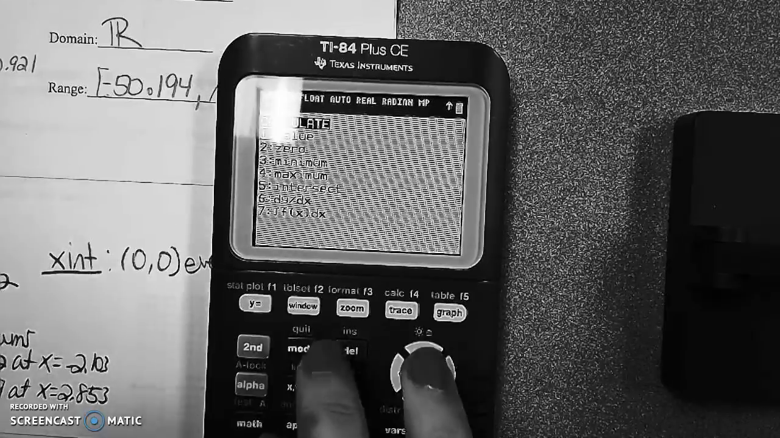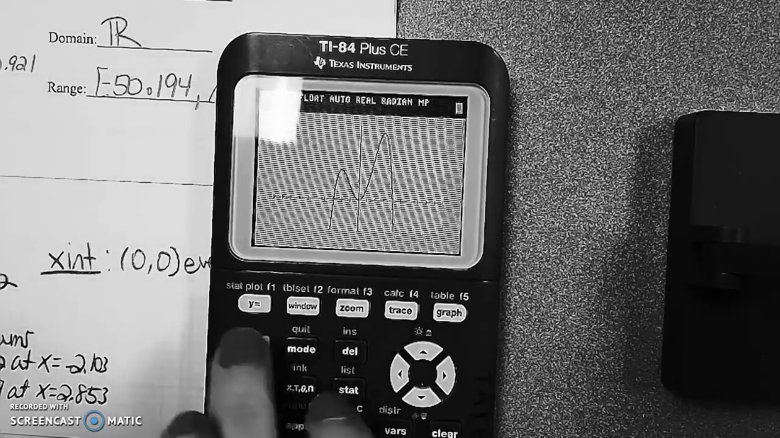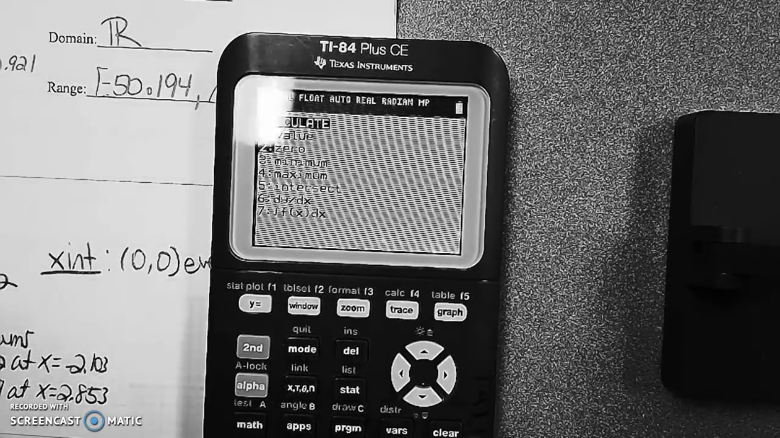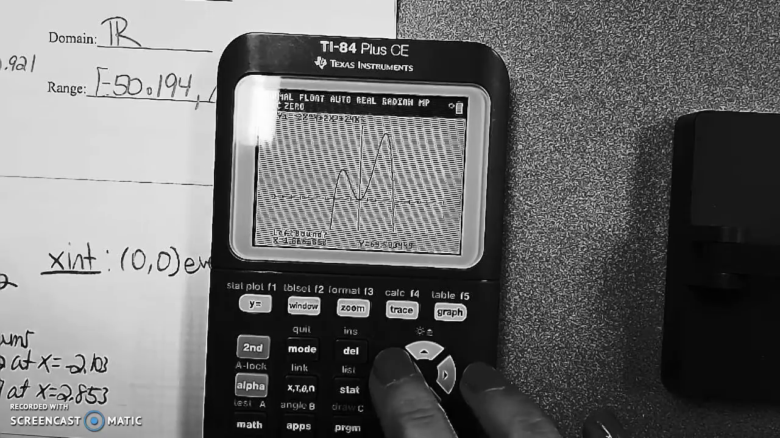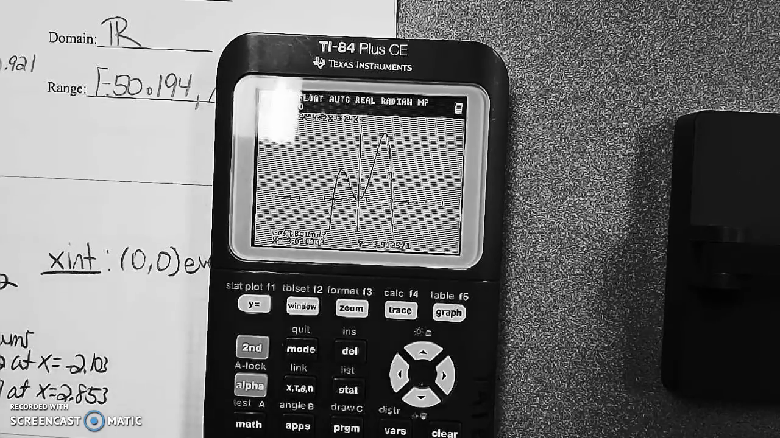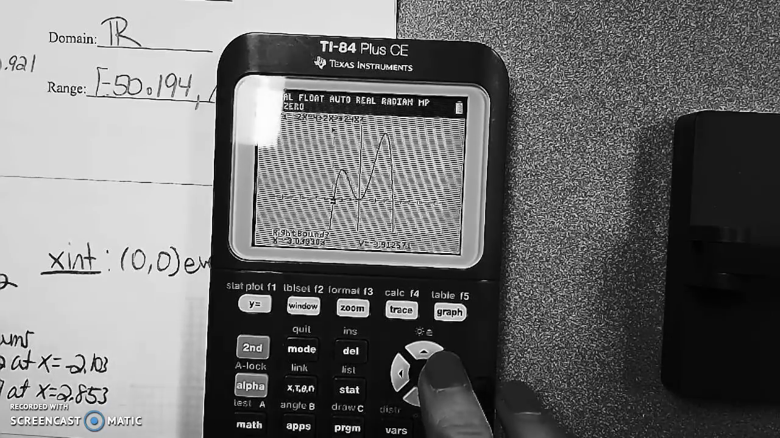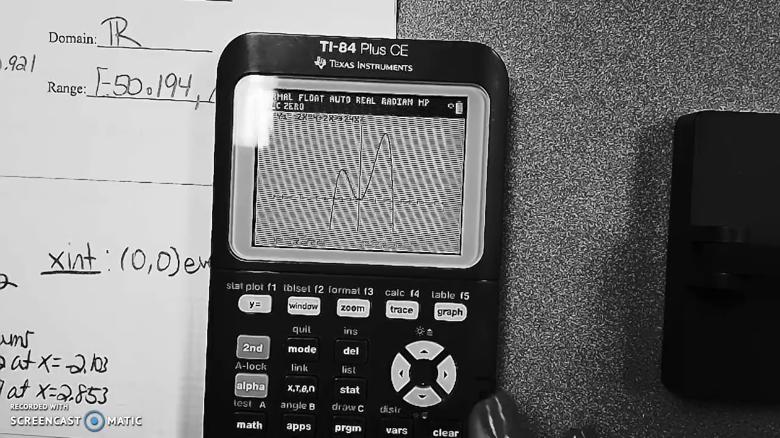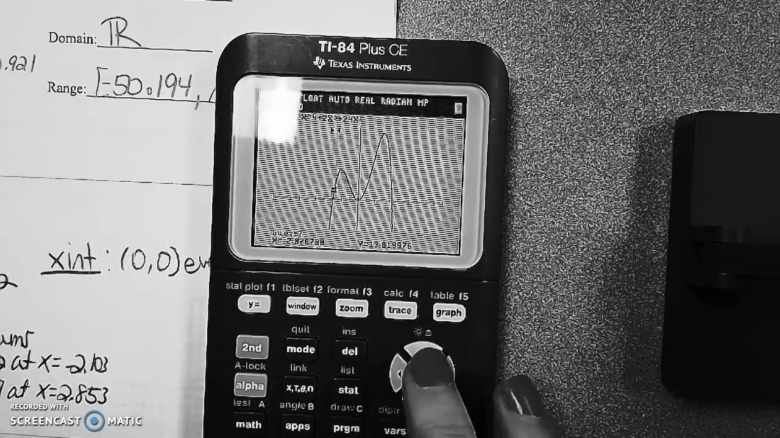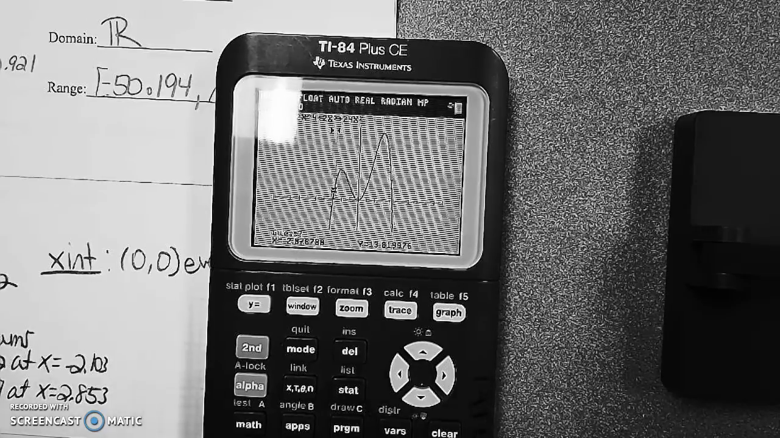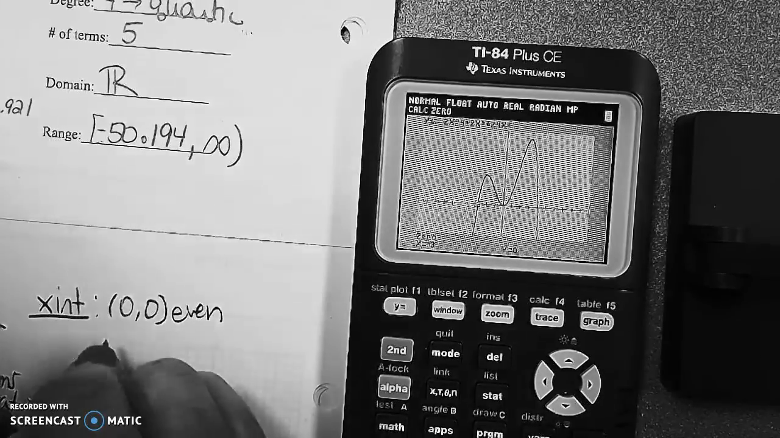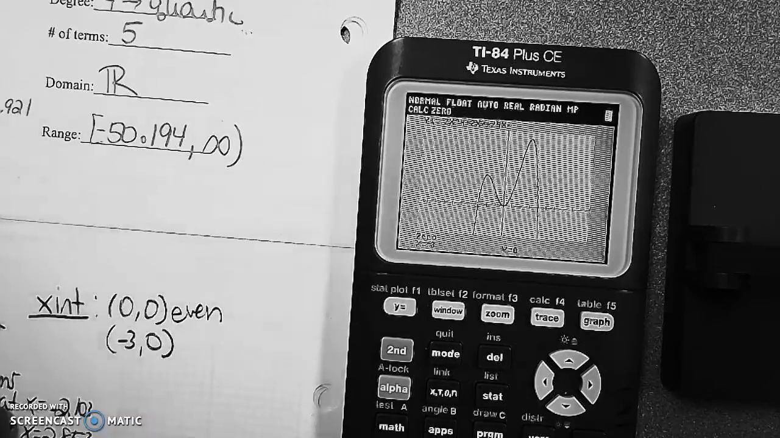All right, to find those other x-intercepts, go to second trace, zero. Your calculator will only find one at a time, so orient your calculator, put your cursor on top of one of them, left bound, hit enter, go to the right-hand side and hit enter, and I guess you just kind of hone in on top of it and hit enter one more time so we can see negative 3, 0.